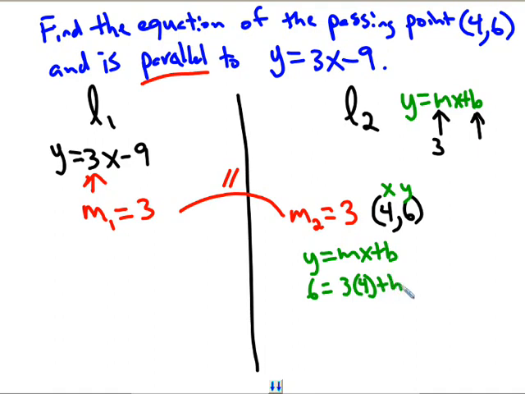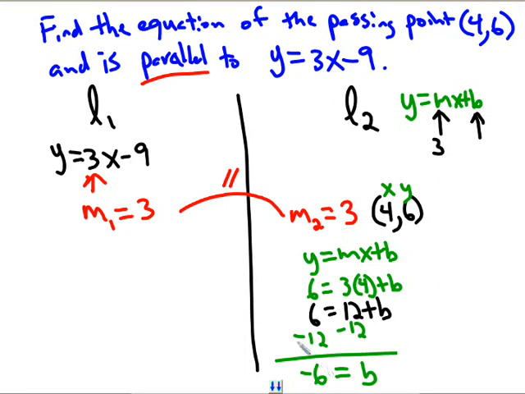Subtract 12 from both sides to leave b by itself. And I end up getting b is equal to negative 6. So I find out what b is, and it's negative 6. So my answer is y is equal to 3x minus 6. And that's what they want us to figure out. The equation of the line that is parallel to the equation y is equal to 3x minus 9.